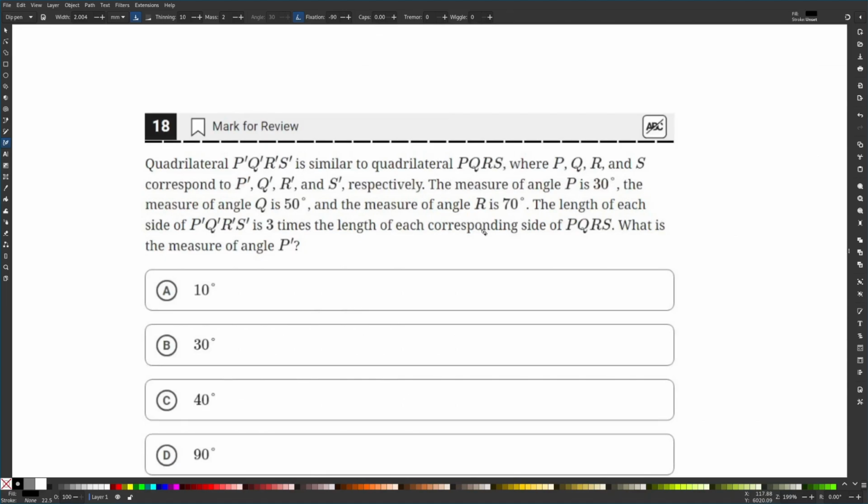Quadrilateral PQRS is similar to quadrilateral P'Q'R'S', where PQRS correspond to P', Q', R', and S', respectively. The measure of angle P is 30 degrees, the measure of angle Q is 50 degrees, and the measure of angle R is 70 degrees. The length of each side is 3 times the length of each corresponding side of PQRS. What is the measure of angle P prime?